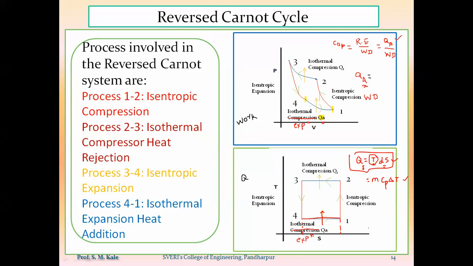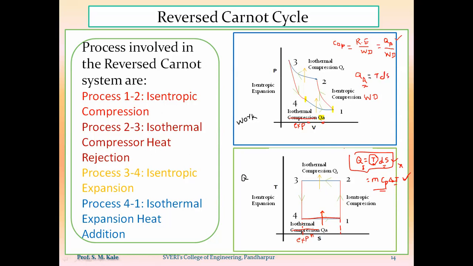If temperature did not remain constant during this process 4 to 1, then instead of using this formula, I would have used the formula m Cp delta T, where we need to consider the change in temperature also. Here, as process 4 to 1 is an isothermal process, to calculate the value of QA, I'm going to consider the area under the 4 to 1 process and use the formula QA = T ds.